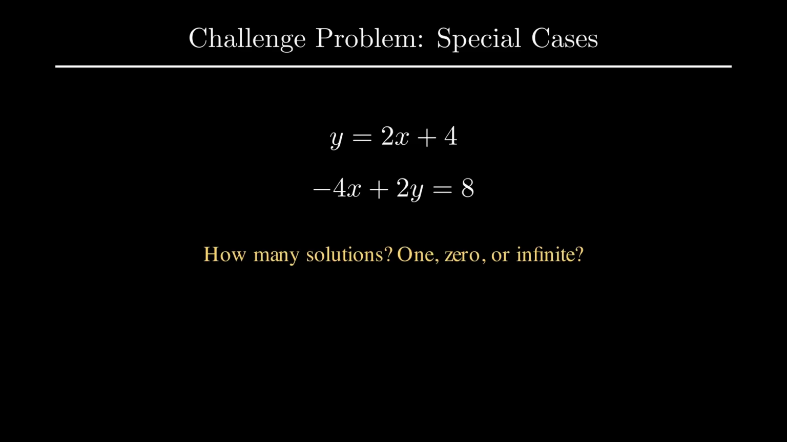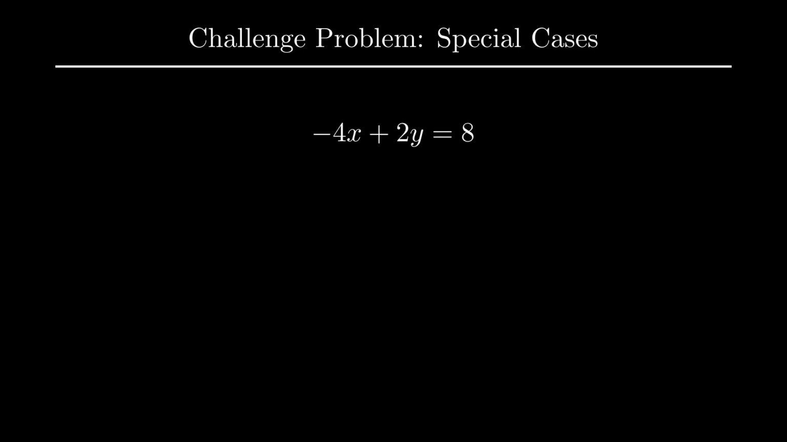To start, let's rewrite the second equation into slope-intercept form. We start by isolating y, and if we add 4x to both sides, we get 2y equals 4x plus 8. Then divide everything by 2, and would you look at that, it simplifies to y equals 2x plus 4.